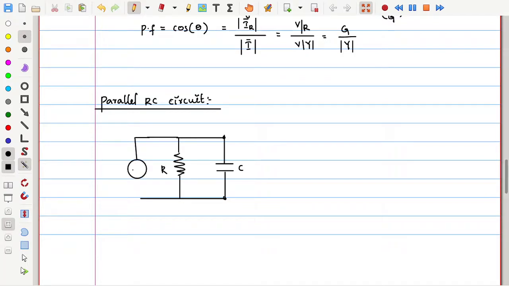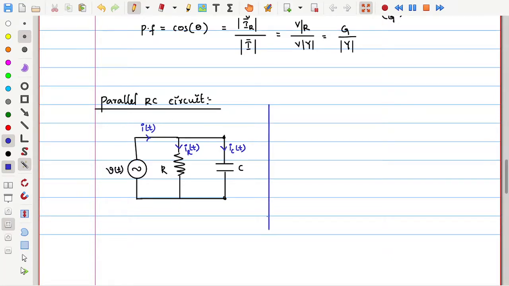a voltage source, whose nature let me say is V of t, which is generating a current of I of t. Now this I of t is going to be split into two parts, which is I R of t and the current through the capacitor as I C of t.